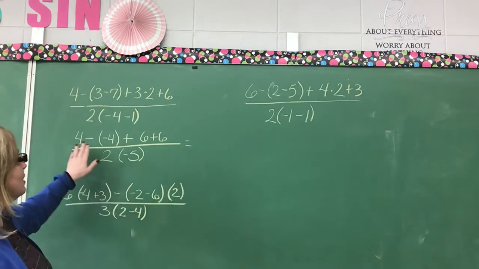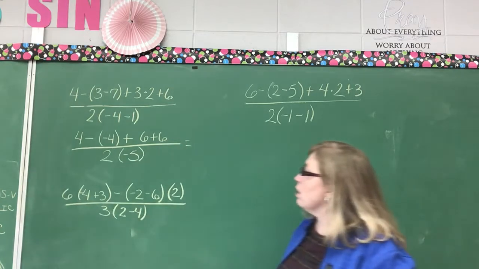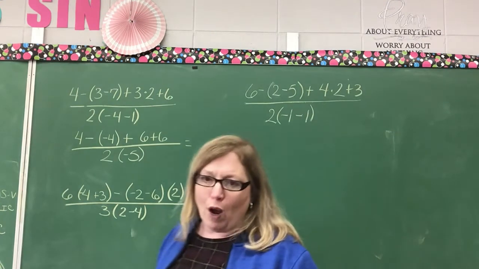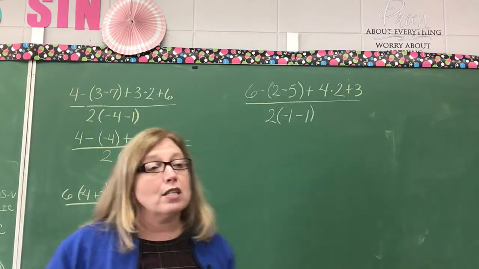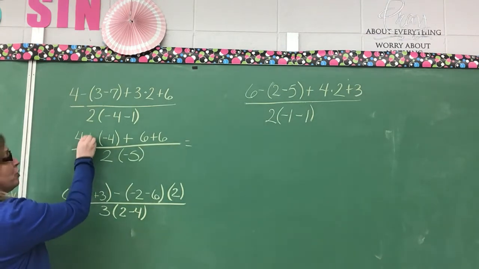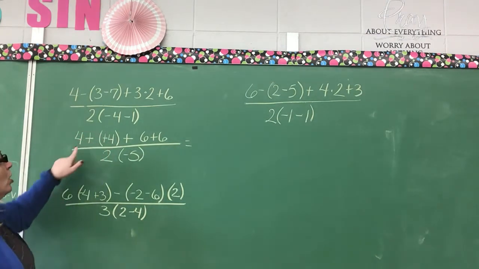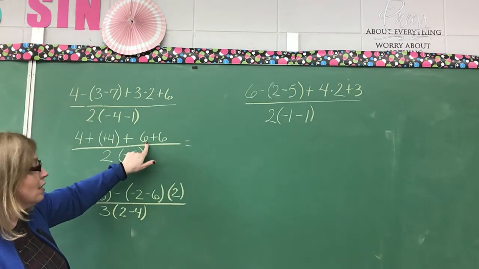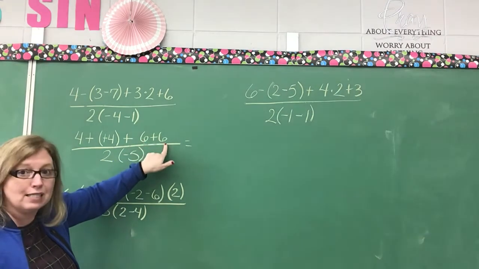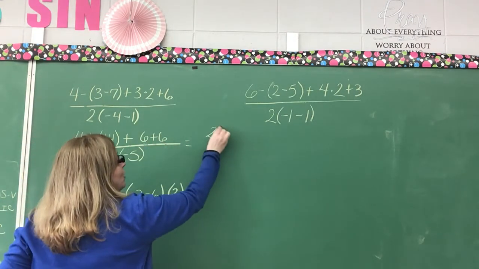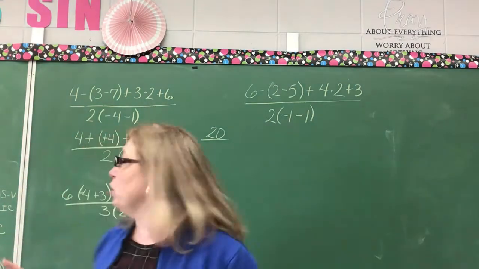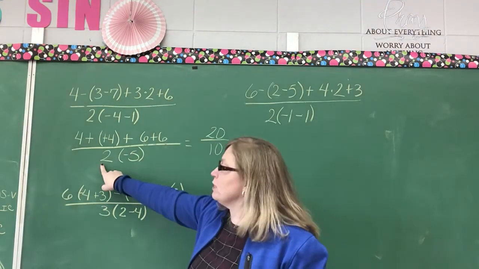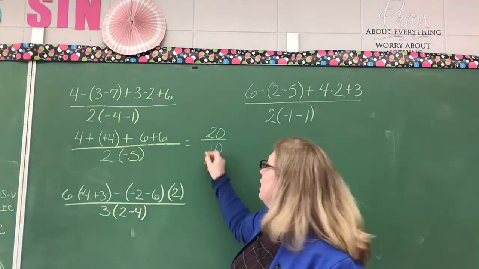Well, when we look at this, I have 4 minus a negative 4 plus 6 plus 6. Well, I can't subtract a negative number. What do I do? I change my subtraction sign to an addition sign. When I do that, I have to change the sign of my number. So I have 4 plus 4 is 8, plus 6, which is 14, plus 6 gives me 20. So I have 20 over. Now I have 2 times a negative 5. Well, 2 times 5 is 10. This is positive, this is negative, so my 10 is negative.